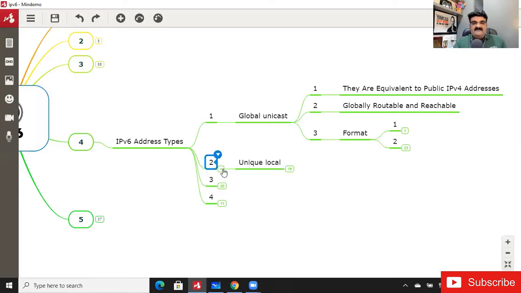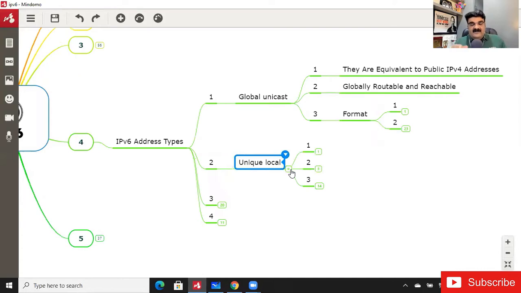Then we move to the unique local address, which is the topic of today. The unique local address is like a fake IP. In IP version 4 we have fake IPs, and there are three types. For class A it is 10.0.0.0 to 10.255.255.255. For class B we have 172.16.0.0 to 172.31.255.255. And for class C we have 192.168.0.0 to 192.168.255.255.